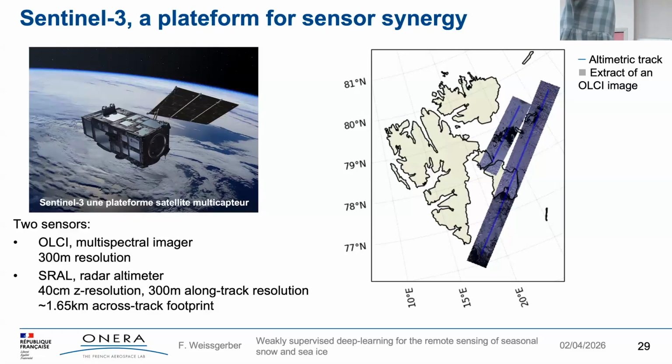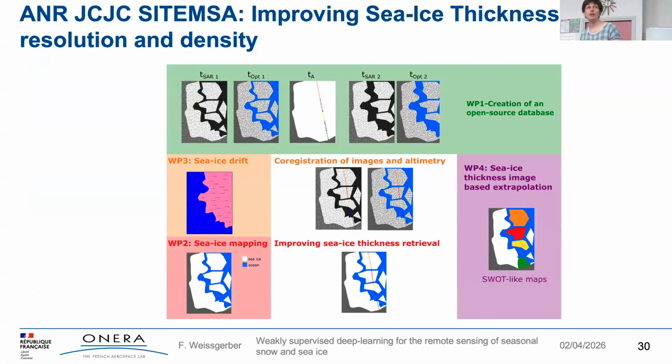And an altimeter is just making a track like at the nadir. It's nadir altimetry. So we are only having some very limited information. We have also 30-meter along track resolution, but the spatial footprint is quite large, nearly 2 kilometers. So it's not the most precise of the sensors, but the only one that's able to get precise elevation.